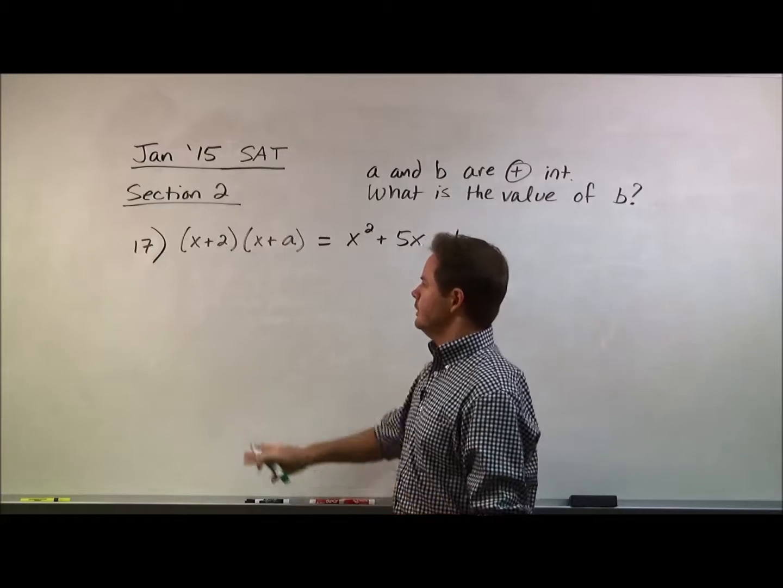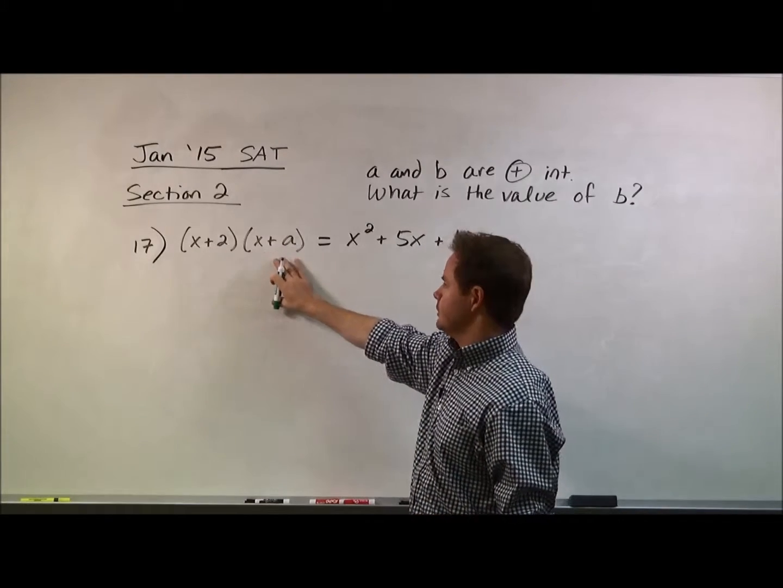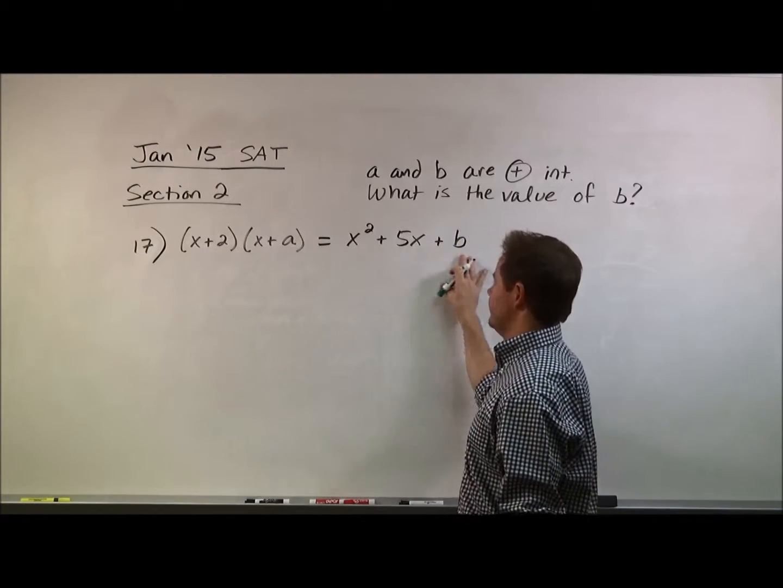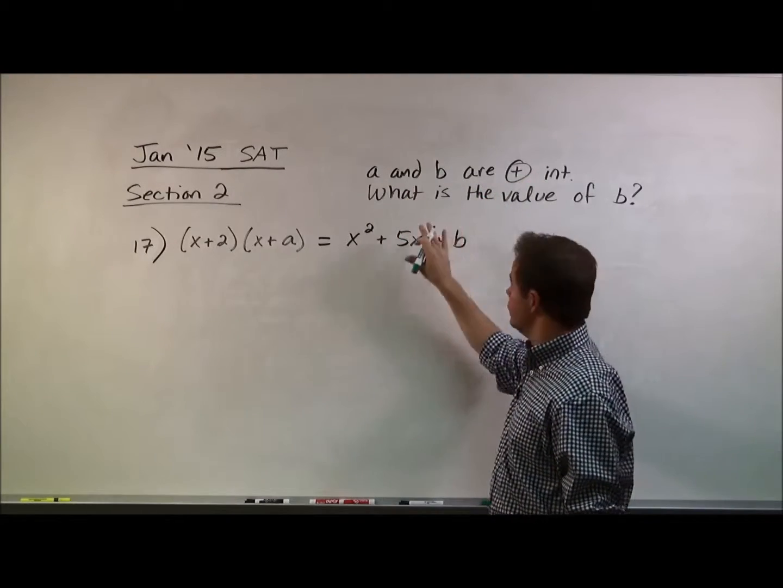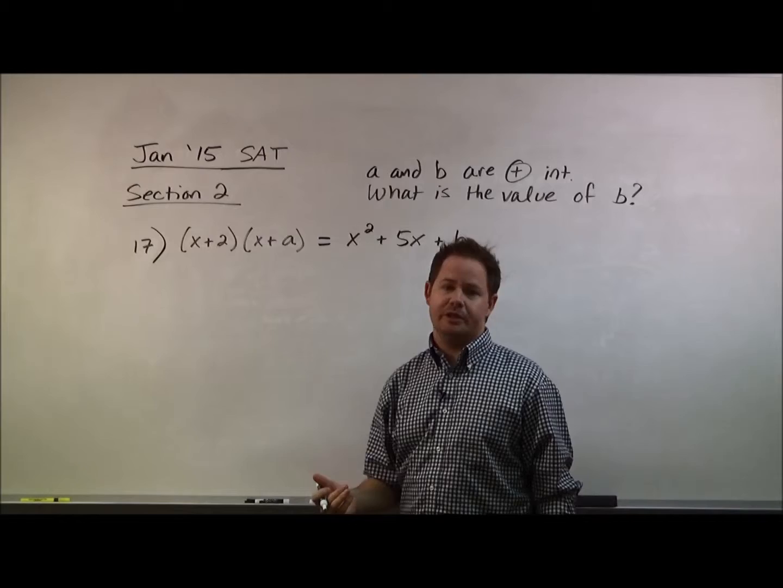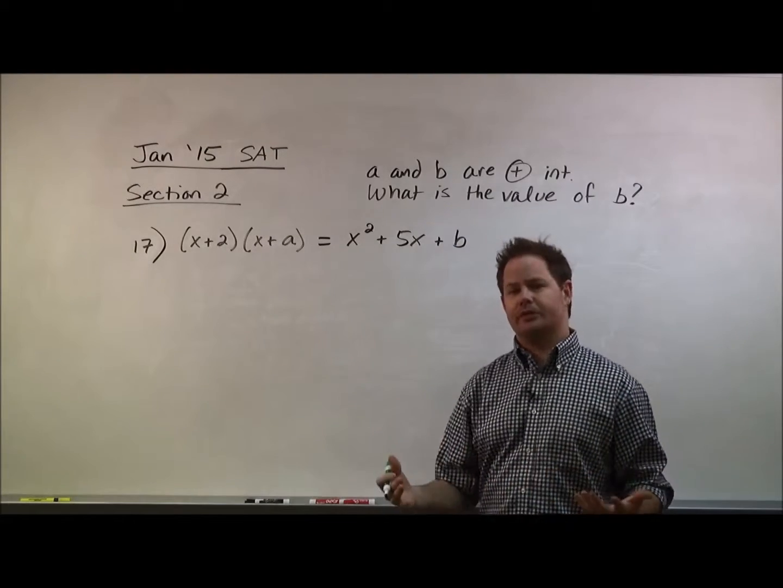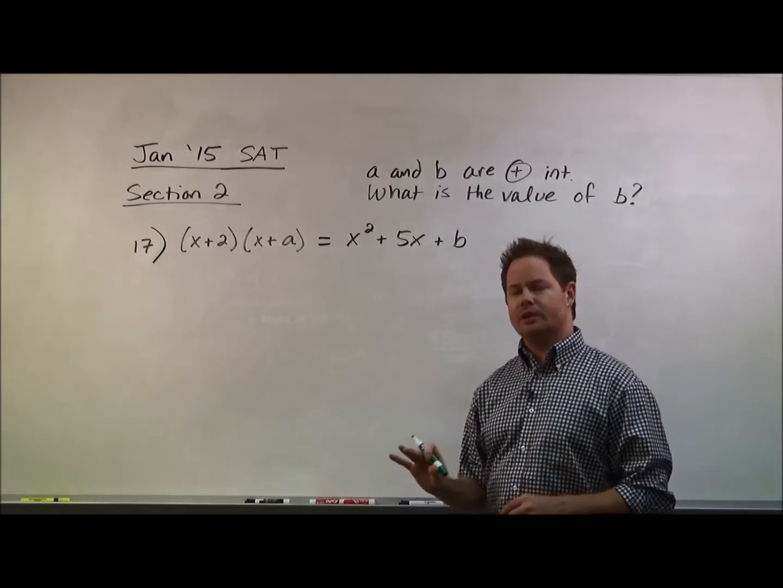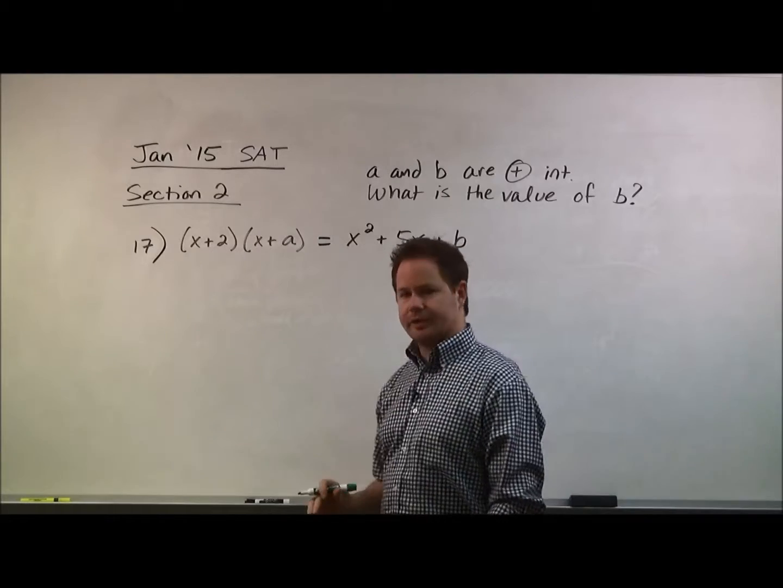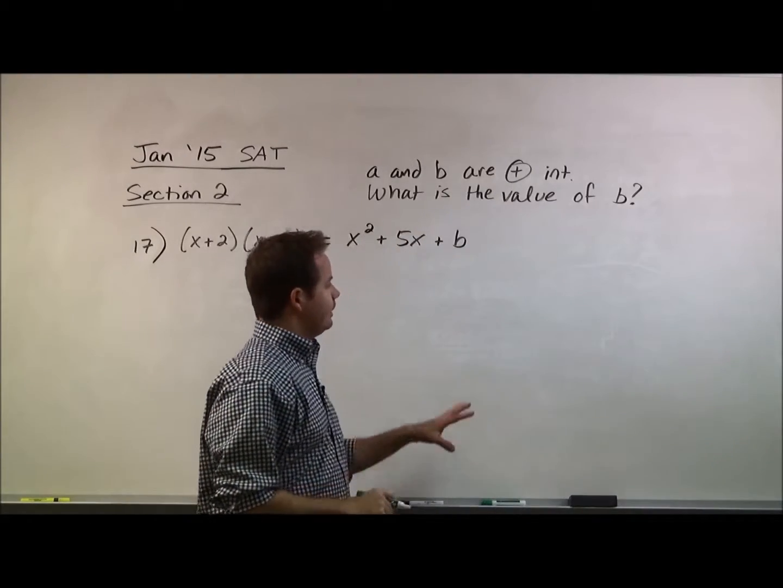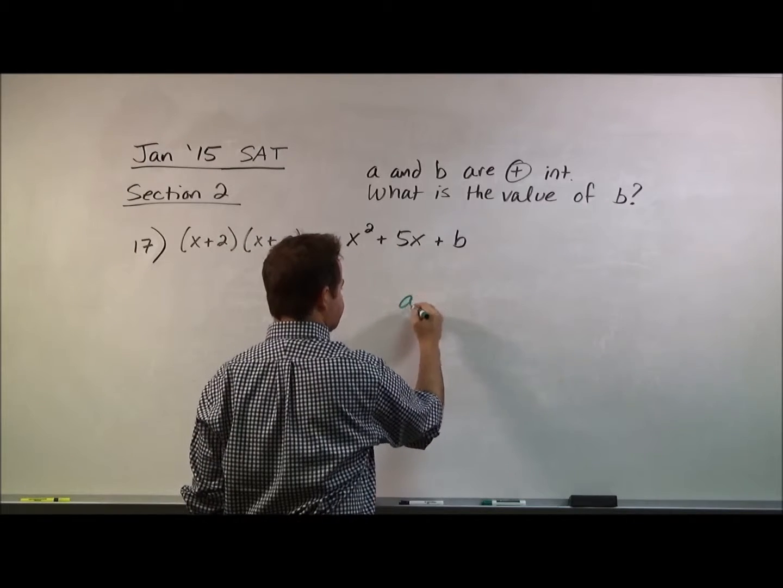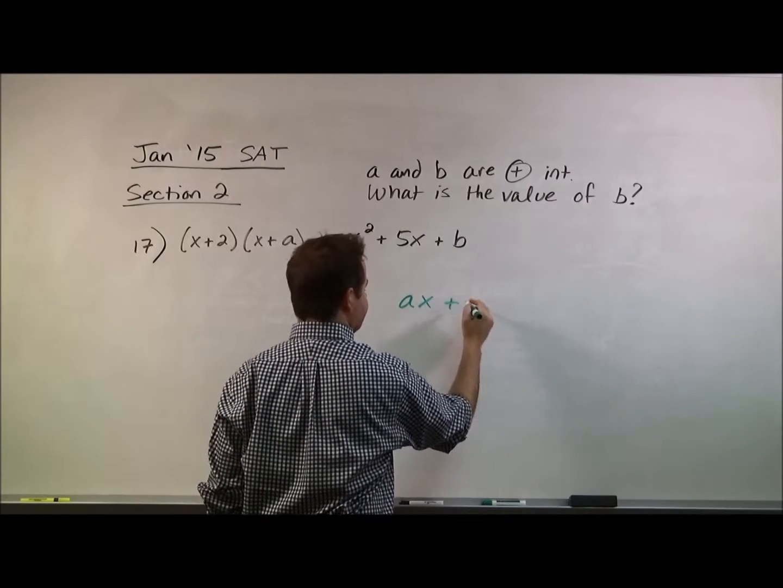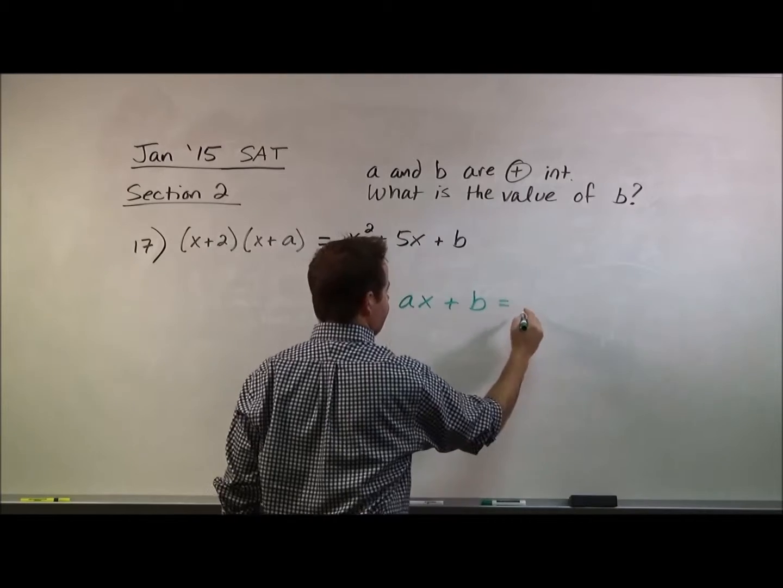They tell us that (x + 2)(x + a) equals x squared plus 5x plus b. And in the question it says a and b are positive integers and they want to know the value of b. And they say that this is true for all values of x. So for a question like this, I'm going to put something up on the board quickly and then I'll erase it. But I want us to appreciate that this is actually just going to be a slightly more complex version of this kind of idea.